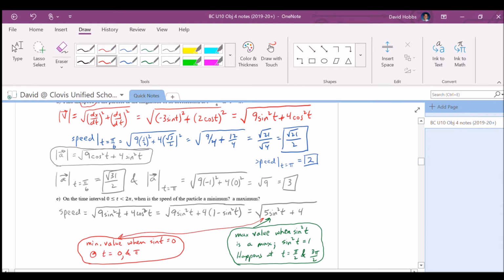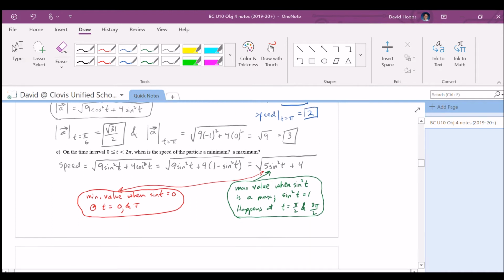Since it's a periodic function, this would keep on going if we didn't have the boundaries between 0 and 2 pi. But anyway, there's that.